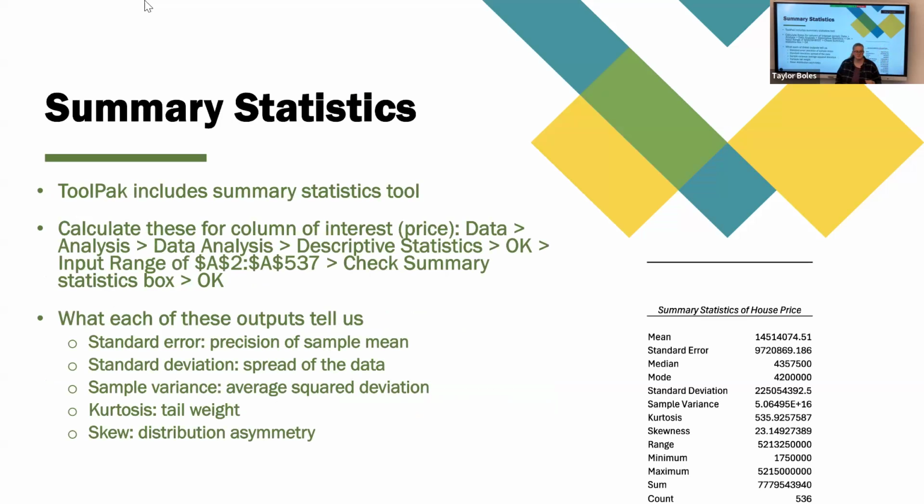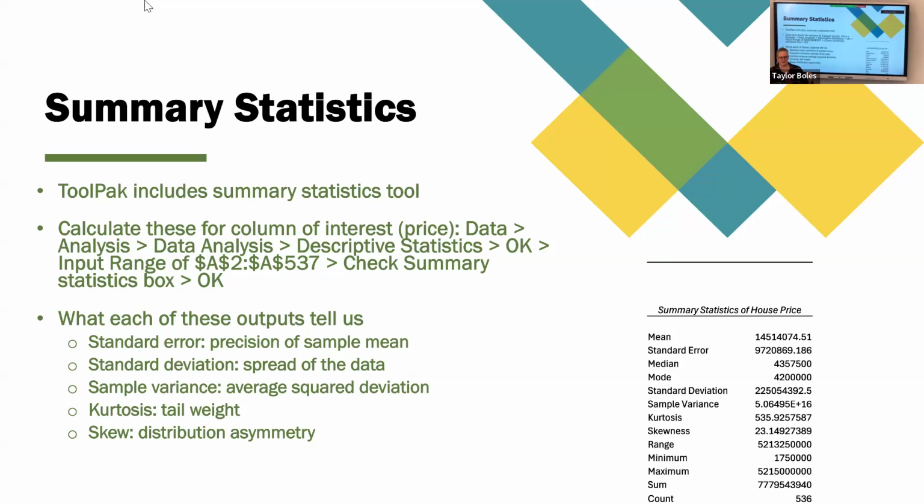Okay, so we can also do summary statistics. We can use the data analysis tool pack that we showed you how to download earlier. And the tool pack includes a summary statistics tool. You can calculate these for the column of interest, so that's price in this case. So here is a method of how to do it. Some interfaces might be different, but this is for the common interface. You would go to data analysis, descriptive statistics. Okay, input the range, which is your column A.